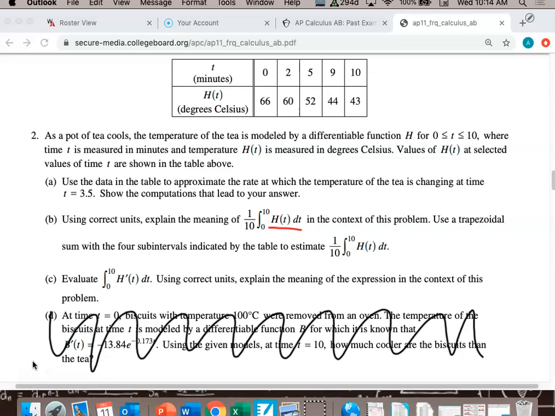So this is almost perfect. What's missing? Degrees Celsius. Units, units, units. Units for output, units for input. Make sure you're putting your units for everything. All right. Part C.